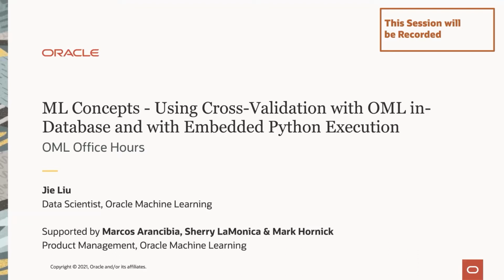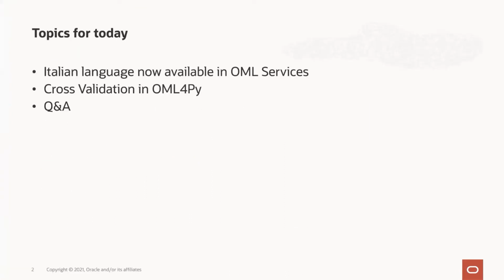At any point of the presentation, if you have questions, please don't hesitate to ask them in the Q&A, okay? So the agenda for today is simple. We wanted to make sure that we talk to you about one thing before we start with the cross-validation, which is the new Italian language support. The Oracle Machine Learning Services has rolled out last week support for Italian language in the cognitive text. So I'll do a quick demo, and then I'm gonna pass that on to Jie.